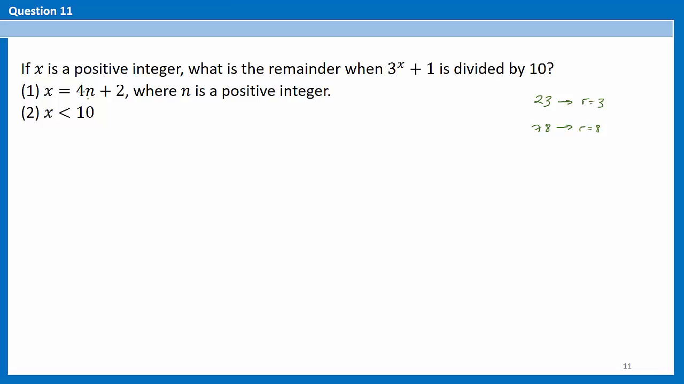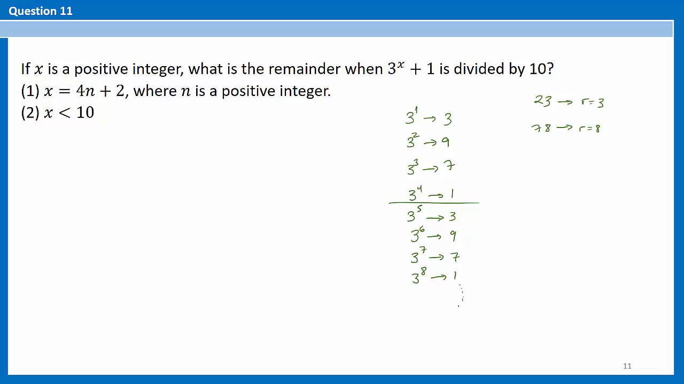Why? Because 3 to the power 1 ends in 3. 3 to the power 2 ends in 9. 3 to the power 3 ends in 7. 3 to the power 4 ends in 1. 3 to the power 5 ends in 3, and we are starting to repeat. 3 to the power 6 ends in 9, 3 to the power 7 ends in 7, 3 to the power 8 ends in 1, and so on. It's always going to be 3971, 3971.